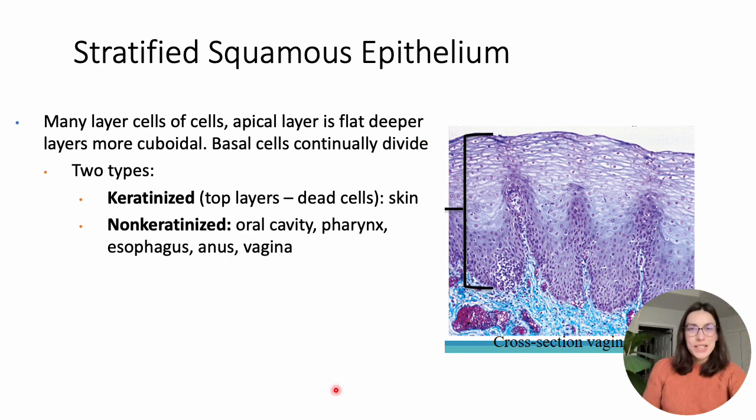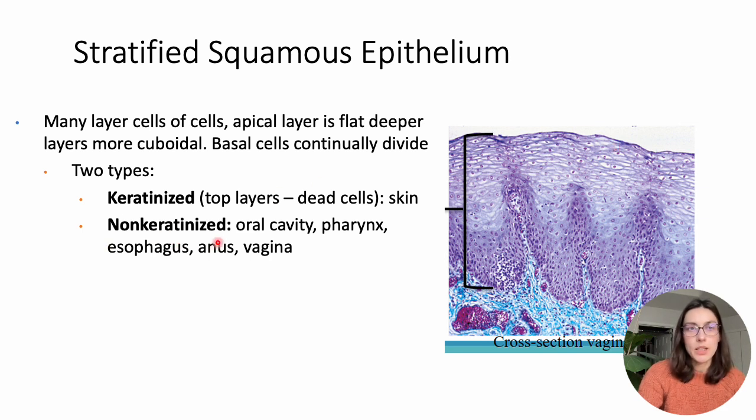There are two types of stratified squamous epithelial tissue: keratinized and non-keratinized. What it means is keratinized, several of the top layers of cells, which are generally all going to be squamous in shape, they're going to be dead cells. We'll talk more about that in the future chapter, and they shed off.